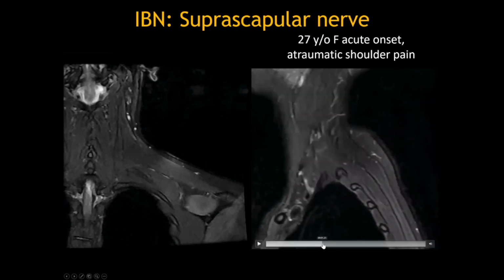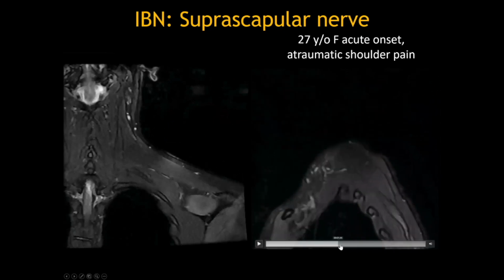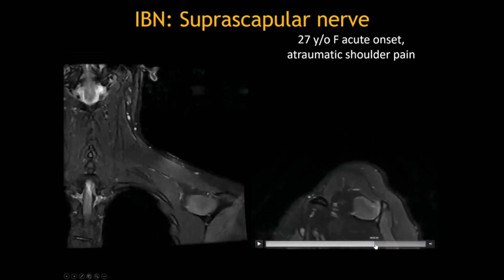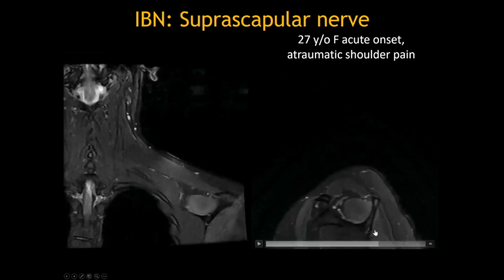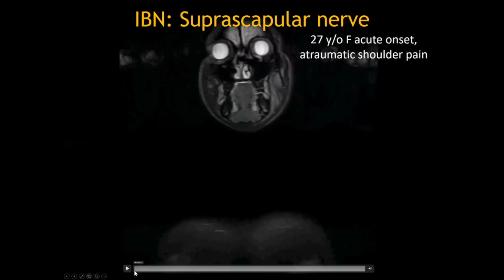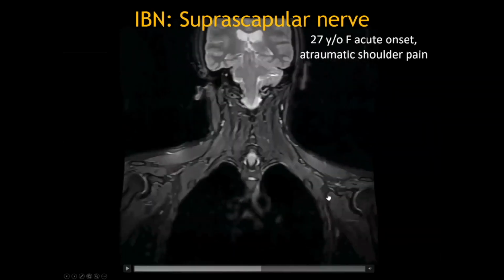As we move more peripherally, we can see that suprascapular nerve emerging from that upper trunk. As we move more peripherally, we can see it extending towards the suprascapular notch. And of course, again, we can see the denervation changes of those muscles. Here's the large field of view imaging showing the asymmetry of that suprascapular nerve we can see on this side compared to the other side.